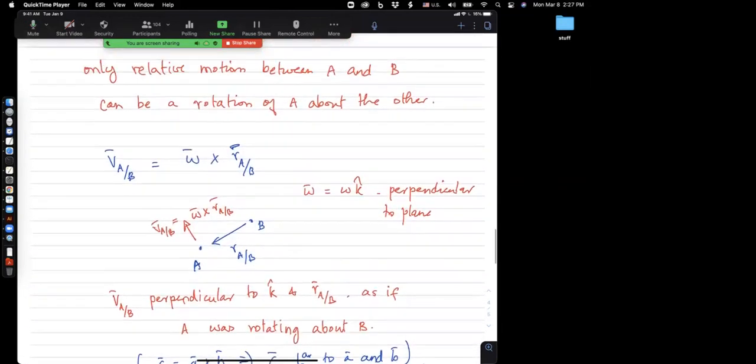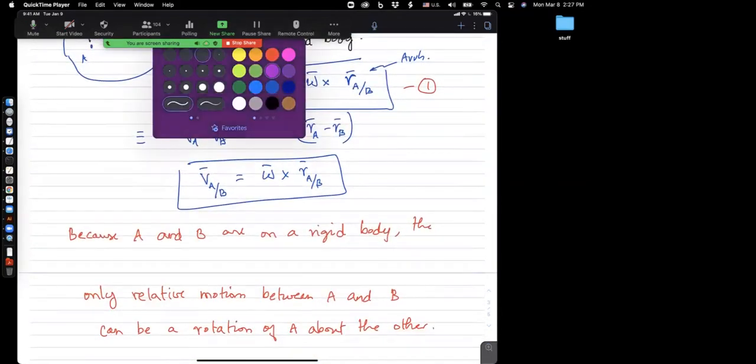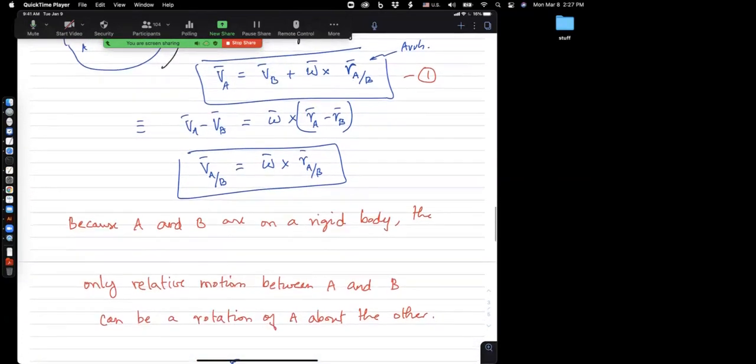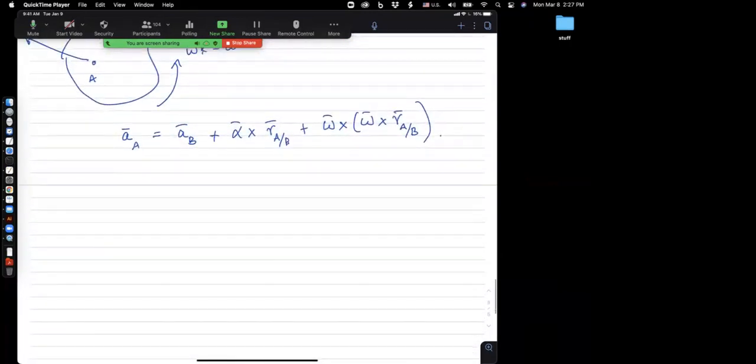Just to be very clear, all these things are cross products, right? These are all vector cross products, in case you're looking at these notes again at some point. They're not just simple multiplications, they're all vector cross products. Any questions about this?